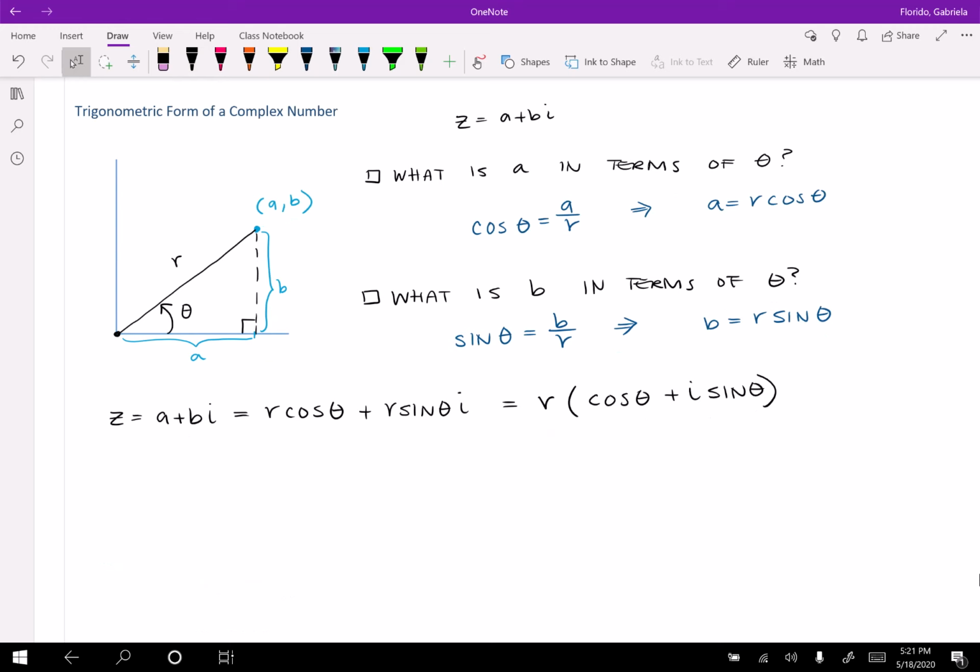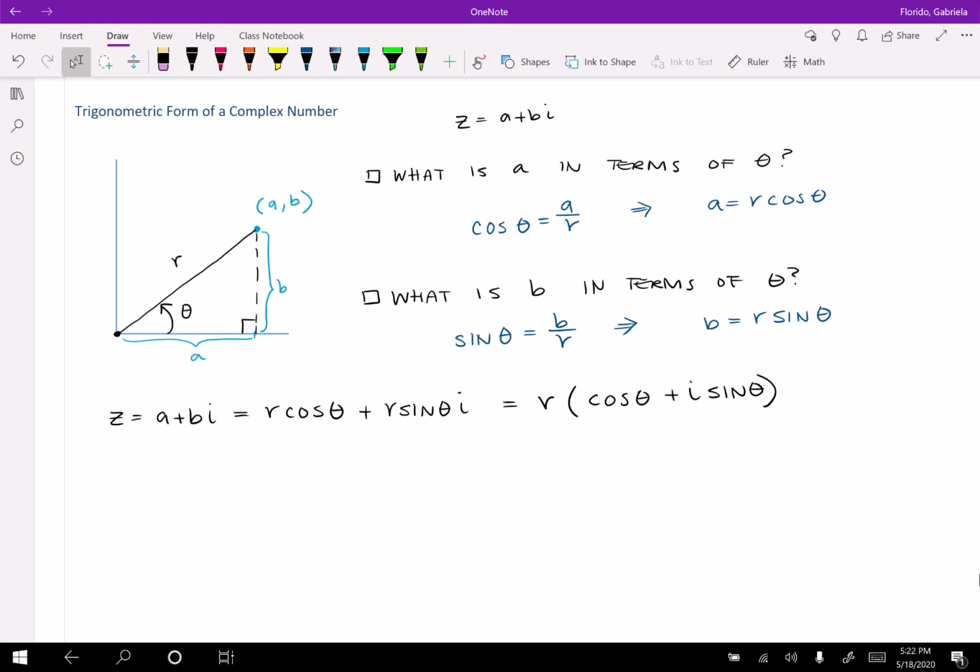In order to write a complex number in trigonometric form, all we have to do is find r, or the modulus, which is the distance from the origin to our point (a, b). We also have to find our angle theta, which is the angle in standard position that contains the point (a, b).